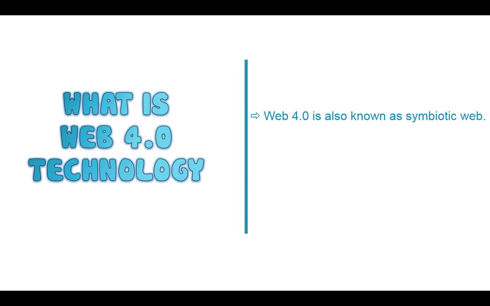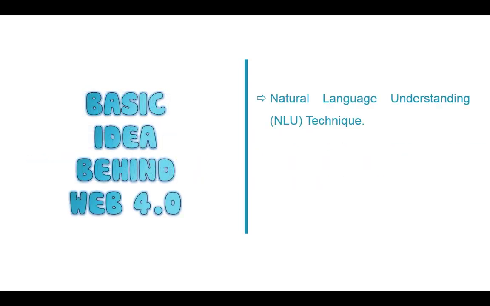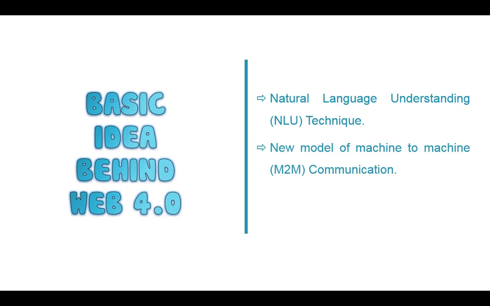Web 4.0 is also known as the cybernetic web. The web is the interaction between humans and machines in cyberspace. Web 4.0 is greater control of the information. Web 4.0 is based on three main concepts. The first basic idea is natural language understanding technique. It is a subtopic of natural language processing in artificial intelligence that deals with machine reading comprehension.